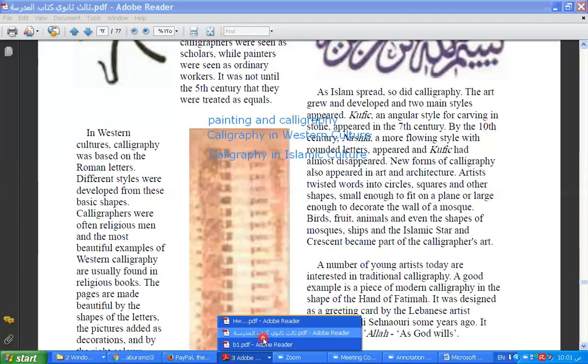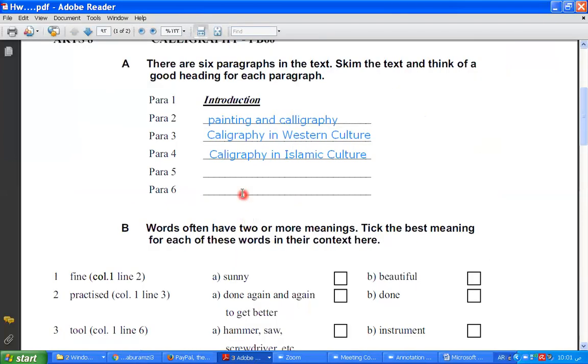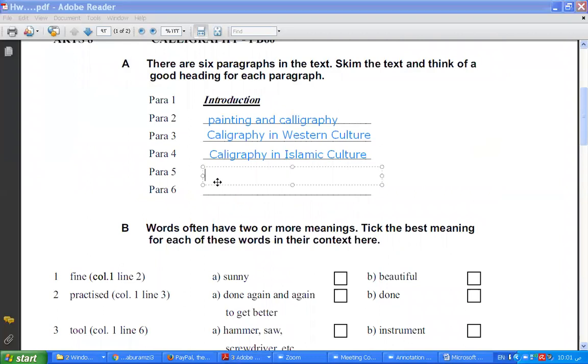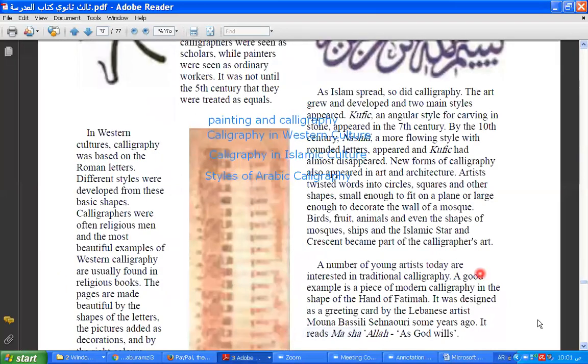I think you can find the best title for this. I would say development of calligraphy. It's a good idea. We can say also it's a kind of styles of Arabic calligraphy. وهو تحدث عن كيف تطور الخط العربي. You can say Arabic calligraphy or styles of Arabic calligraphy. Yeah, the same idea you gave me, but now we try to make it as short as possible. Thank you so much.